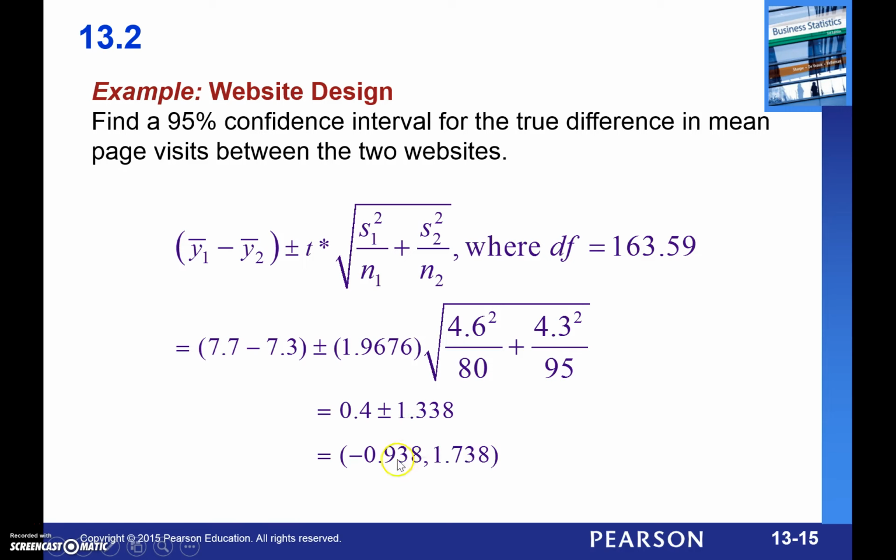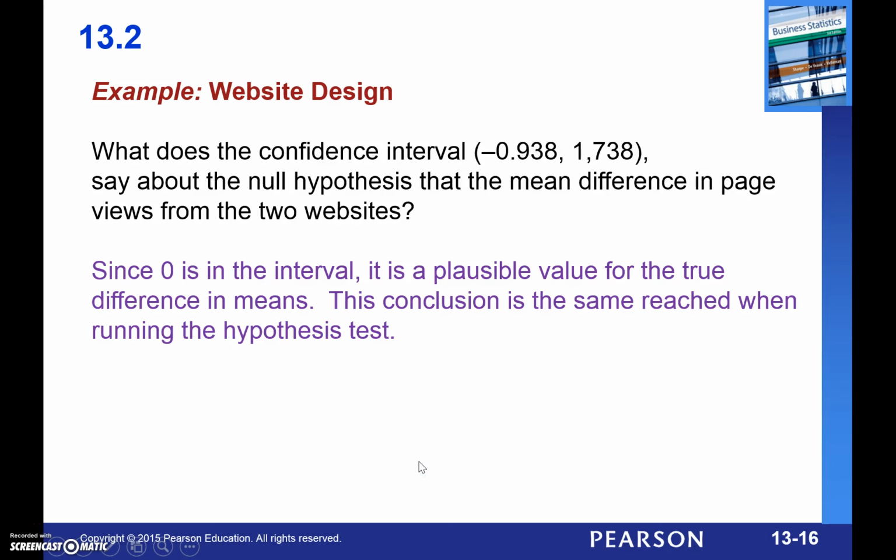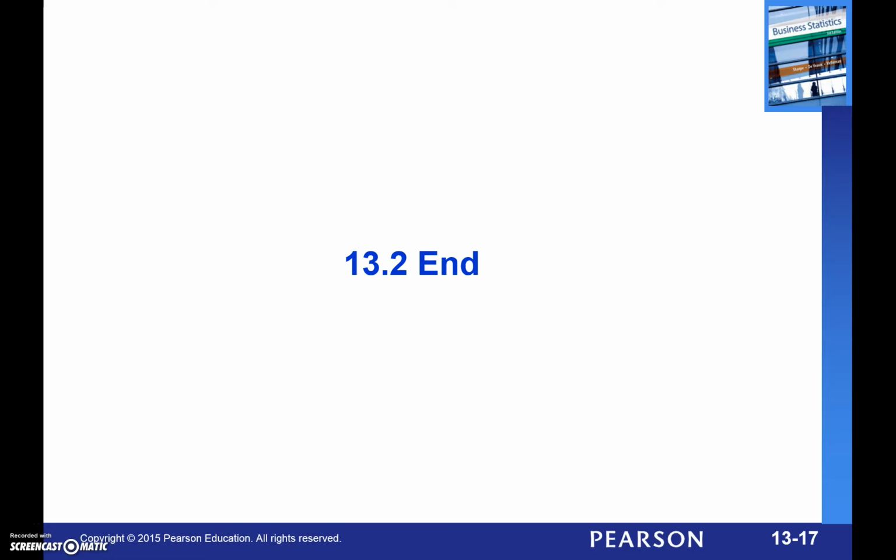Is 0 in between these numbers? In this case it is, and so we're going to fail to reject the null, because there's a very good chance that 0 is the answer, and a 0 means there's no difference between the two means. Y bar 1 and y bar 2 are probably really close and possibly the same number, so if I subtract them I get 0. And so we should get the same conclusion here as when we ran the p-value test, and this will be the method preferred. And that's going to do it for 13.2.